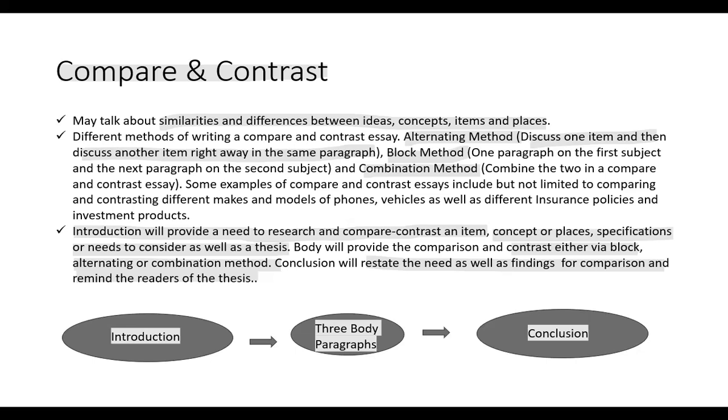When it comes to alternating method, you can talk about one item and discuss the other item right away in the same paragraph. Your block method, one paragraph for the first item and the second paragraph for the second item. Combination, you could use your alternating and block method.